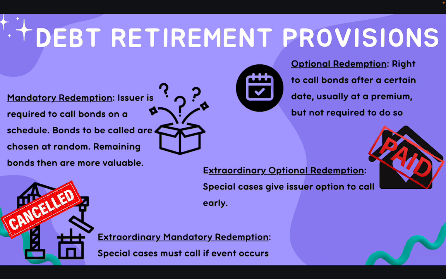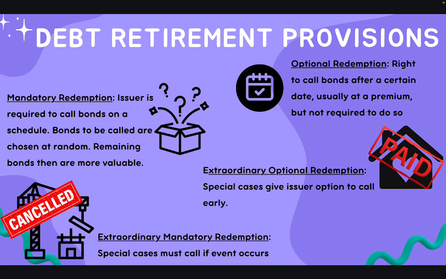If they're called at a premium, that means they're going to be more expensive to call. But they have the right to do this. They are not required to do so. Okay? And then we have extraordinary optional, so we're still talking about optional redemption.